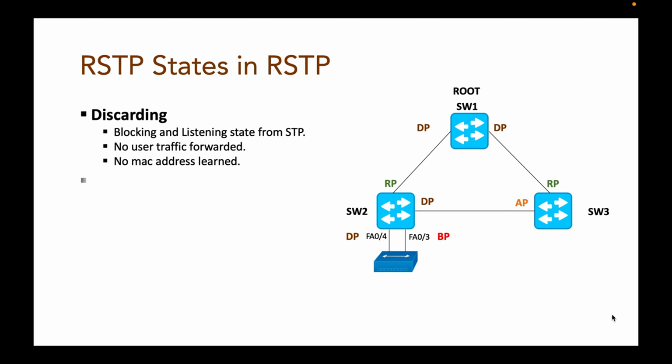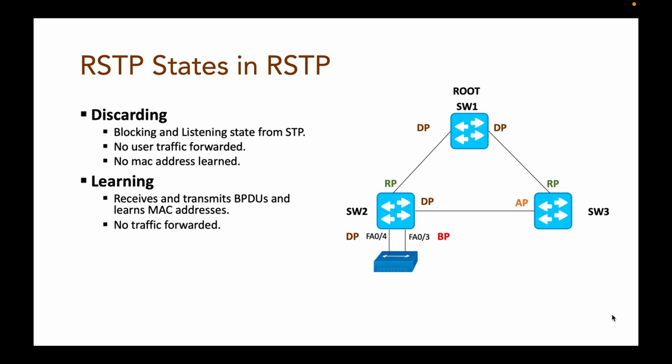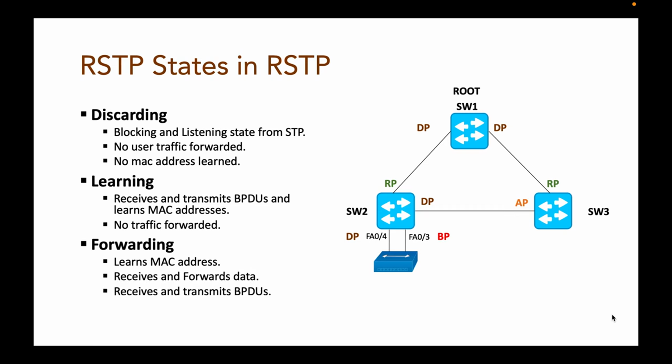The next state we have is learning state. In this state, it receives and transmits BPDUs and learns MAC addresses, but does not yet forward frames, same as in STP. And the third state we have is forwarding state. In this state, the port learns MAC addresses, receives and forwards data, receives and transmits BPDUs, same as in STP. These are the states in RSTP.